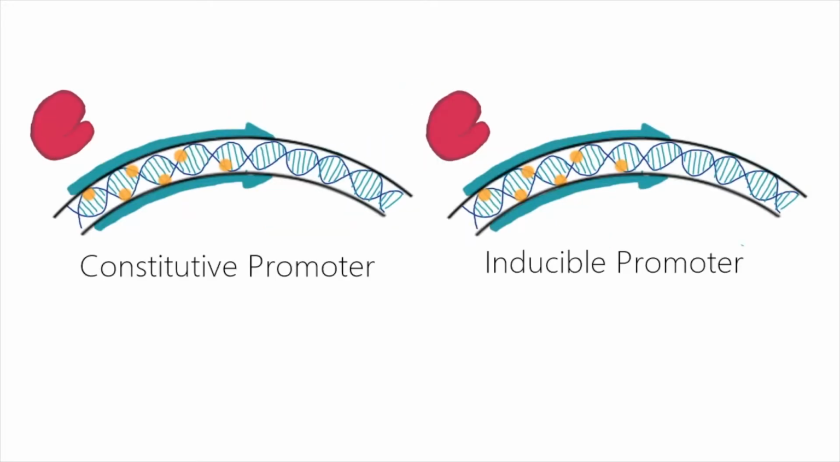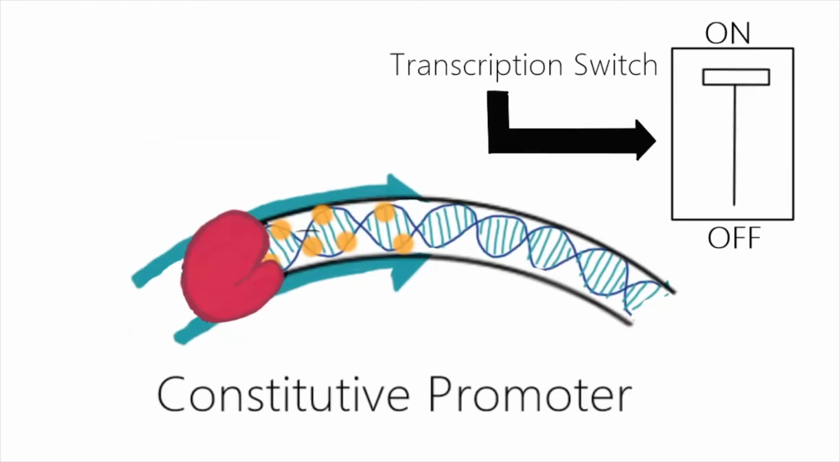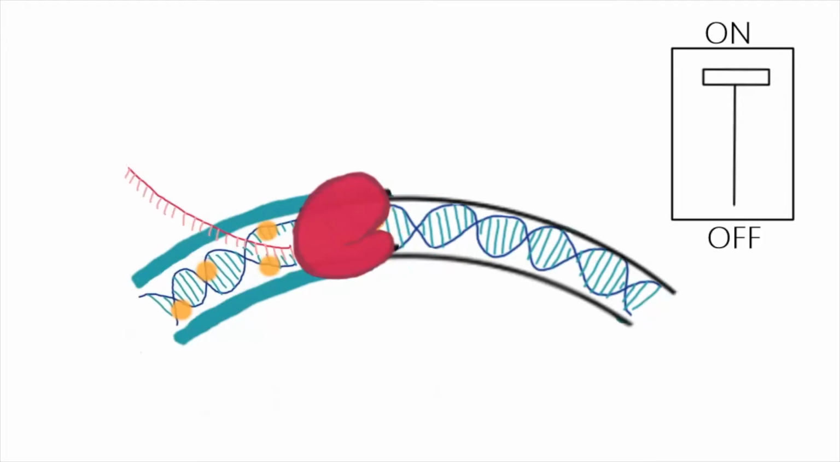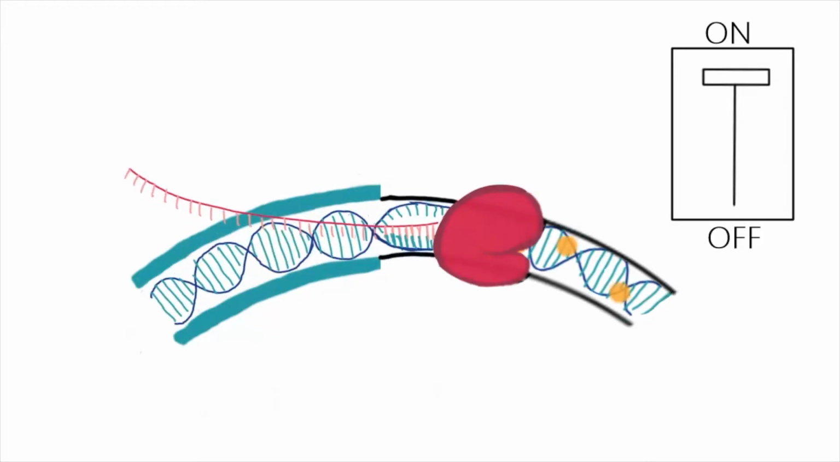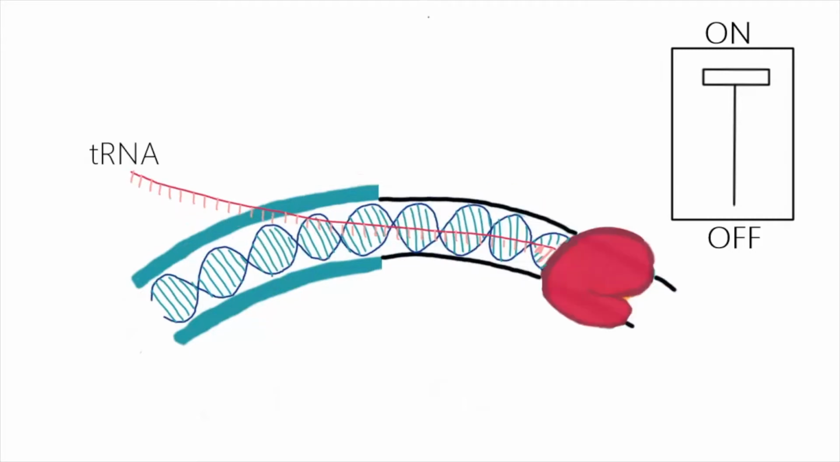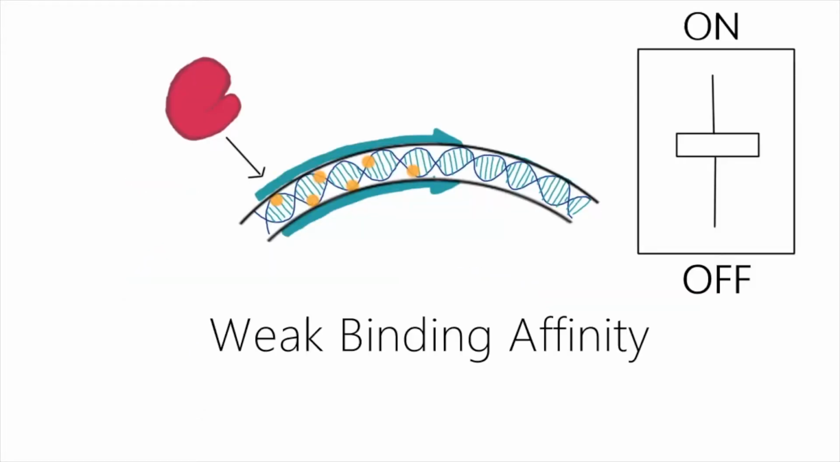There are two different types of promoters in both prokaryotes and eukaryotes: constitutive and inducible promoters. Constitutive promoters are promoters that are always turned on, meaning that RNA polymerase is normally always binding to these promoters and transcribing their genes. Constitutive promoters can be controlled by the ability of RNA polymerase to bind to the promoter. If the promoter has a weak binding affinity for RNA polymerase, it will limit the transcription of the gene.